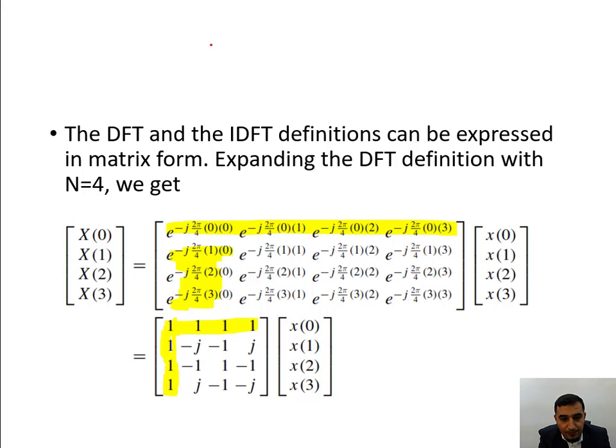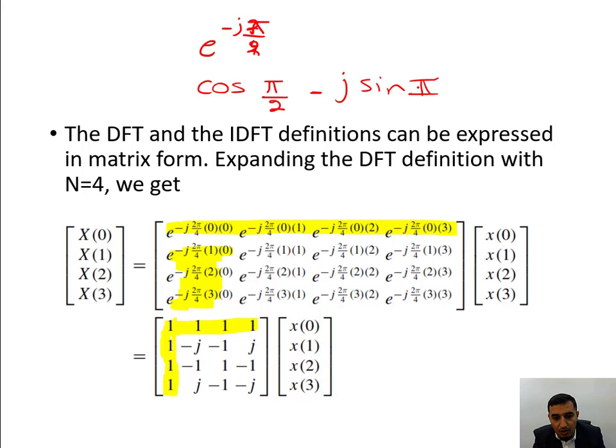So it is basically e to the minus j 2 pi over 4. This will equal what? This will equal cosine pi over 2 minus j sine pi over 2. Cosine pi over 2 is equal to 0. Sine pi over 2 is equal to 1. So it will give you minus j.